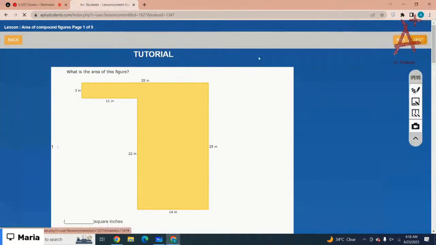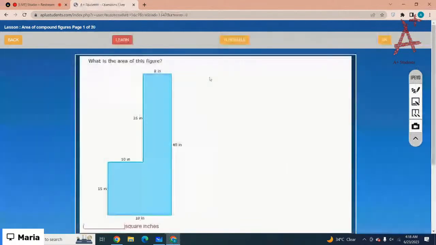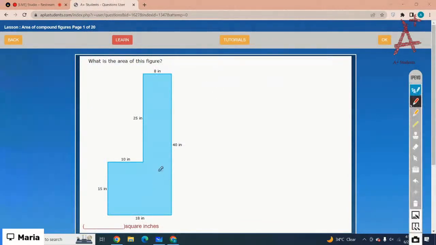Let's just start with the test question. Okay, what is the area of the figure? So we have to divide it into two parts and then we have to solve them. You can divide it like this. Now this one is shape A and this one is shape B. Got it? You just have to solve this.